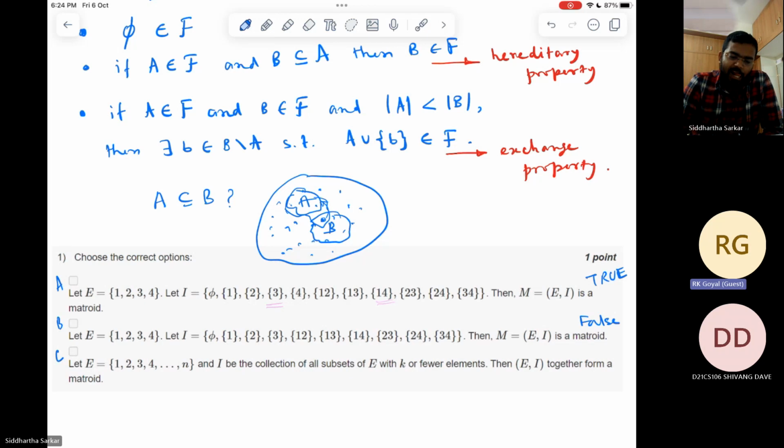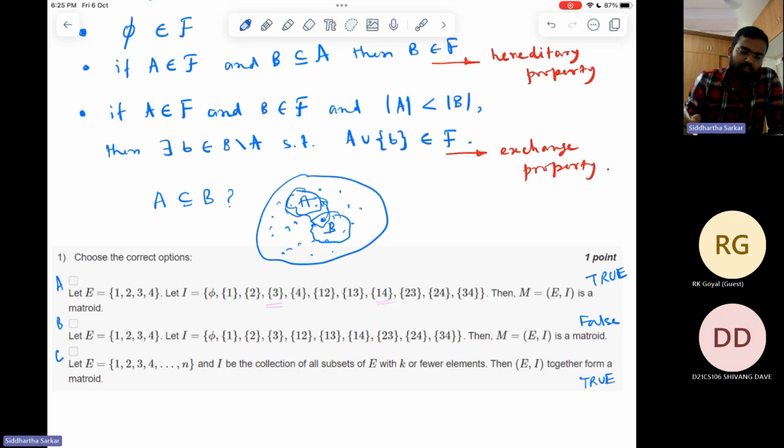Now it is a matter of following the very first property, whether phi is an element of I or not. Since we are considering K or fewer elements, phi would always be a subset of this set. And regarding the hereditary property, that is also going to be followed, because if we consider a larger set and it is a subset of this, then the subset would be an element. So it will form a matroid. All three properties are getting fulfilled. So we have verified all the three properties, so this is going to be a matroid. Let me mark it true.